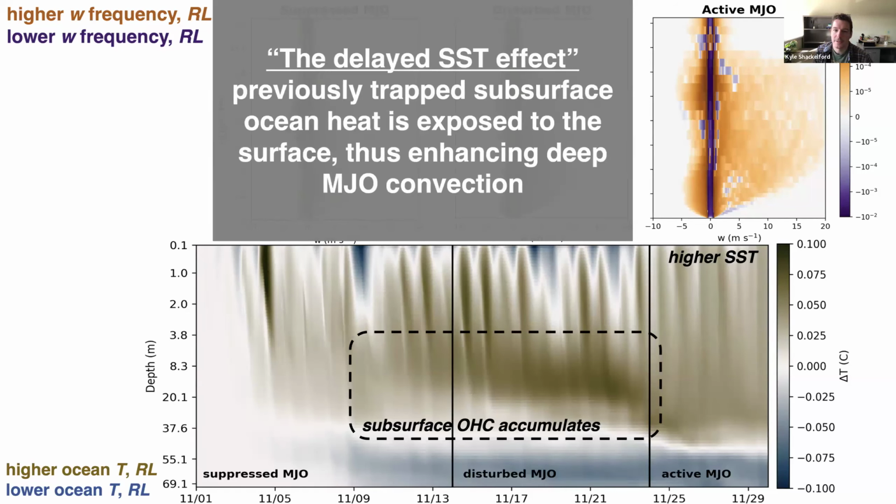And so we term this the delayed SST effect of rain layers, wherein subsurface ocean heat that was previously trapped in rain layer presence is exposed to the surface upon rain layer destruction by westerly wind bursts, thus increasing SST relative to the simulation without rain layers and enhancing deep MJO convection during the MJO active phase.